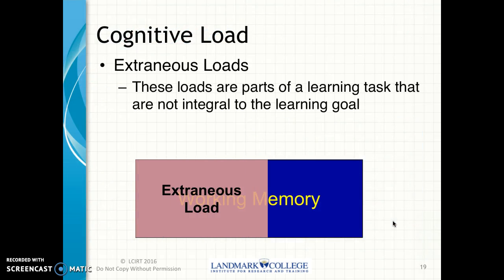So let's do a quick reminder of the different types of cognitive load. On the one hand, we have what's called an extraneous load, and these are loads that are part of the learning task that the student is working on. So whether it's a problem set or a simulation or a word problem or a classroom activity, it's parts of the task that take up cognitive resources, but they're not integral to your learning goal. And we'll talk a little bit about defining your specific learning goal in a minute.